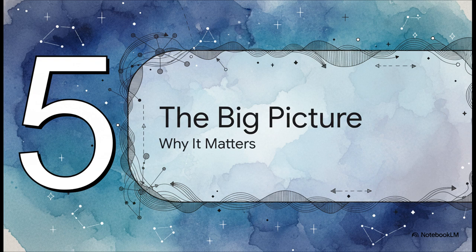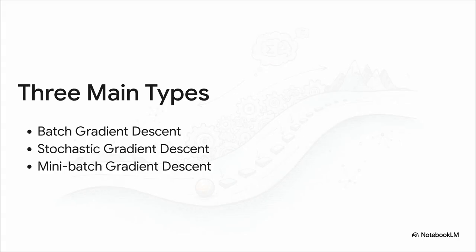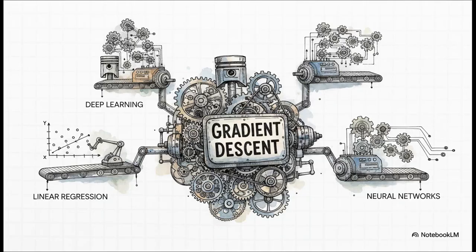All right, let's just zoom out for a second. Now that we have a good feel for how this works, we can start to appreciate just how important gradient descent is to the entire field of machine learning. While we've been talking about the main idea, you should know there are a few different flavors of this algorithm. The main types you'll hear about are batch, stochastic, and mini-batch gradient descent. They mostly just differ in how much data they look at to calculate each downhill step, which creates a trade-off between accuracy and speed. We'll dive into these in a future explainer, but for now, just know they all share that exact same goal: find the bottom of the hill.